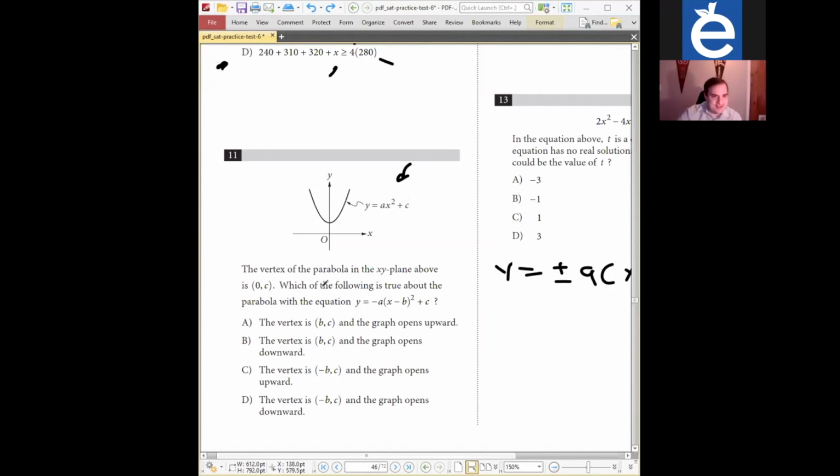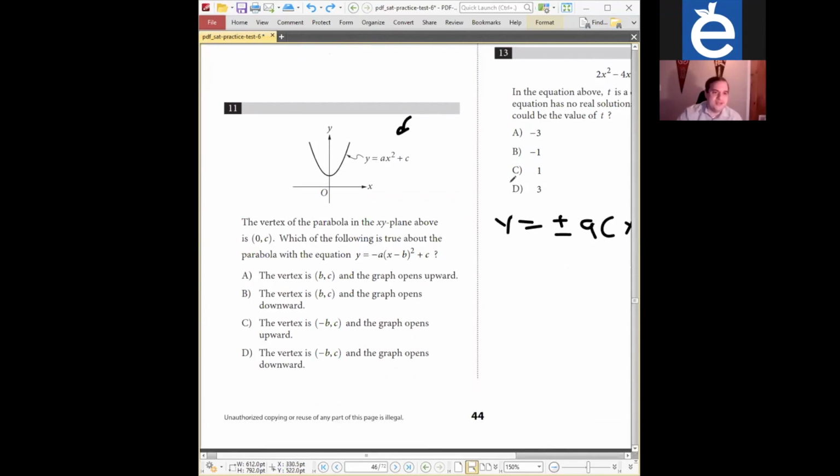Now it's asking us which of the following is true about y is equal to negative a times (x minus b) squared plus c, right? So here's what we know. We know a is a positive value. So negative a will be a negative value. If you have a negative a, it opens down. That is gone. And that is gone, right?